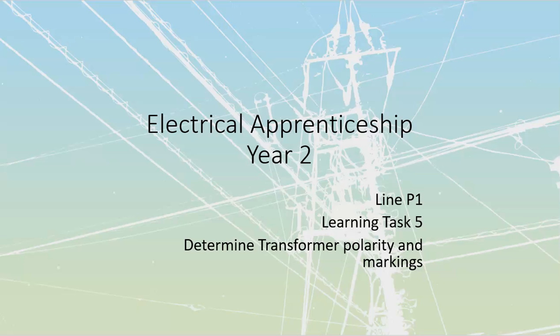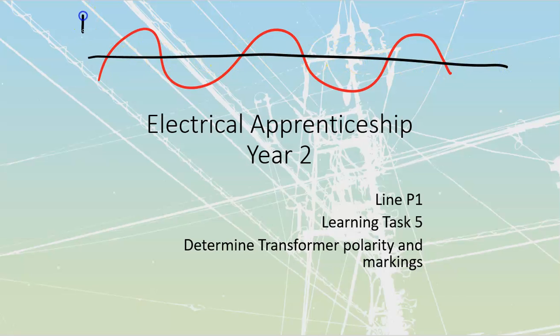All right, line P1, learning task number 5. We're going to take a look at transformer polarity and marking for transformers. The first thing that we need to say is that transformers are only an AC type of component. And we know that when it comes to AC, we are going to have both a positive and a negative going waveform, right? Which means that we don't have polarity in the same way that we were used to when we were looking at a DC type of component.